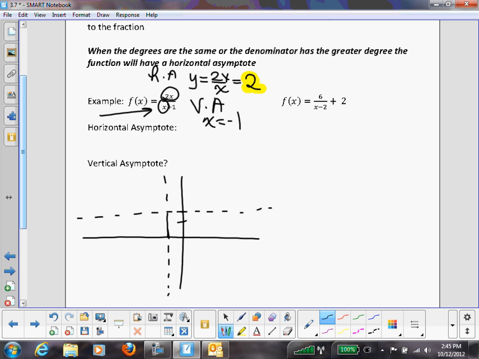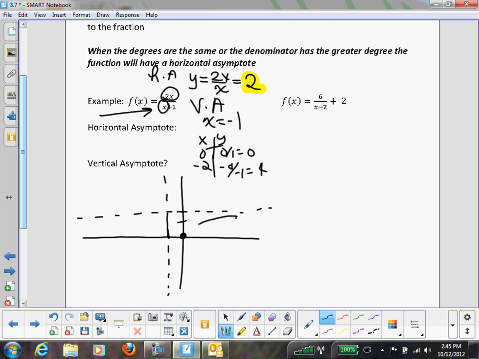All right, and so doing our little test point, we always choose a value to the left of our vertical and to the right of our vertical. So maybe I'll use 0 and I'll use negative 2. So at 0, I'm going to get 0 over 1, which is 0. And at negative 2, I'm going to get negative 4 over negative 1, which is 4. So at 0, I am at 0. And at negative 2, I'm at positive 4.